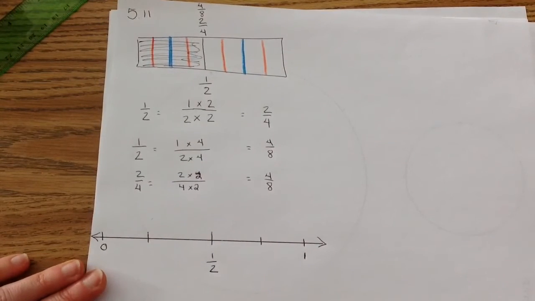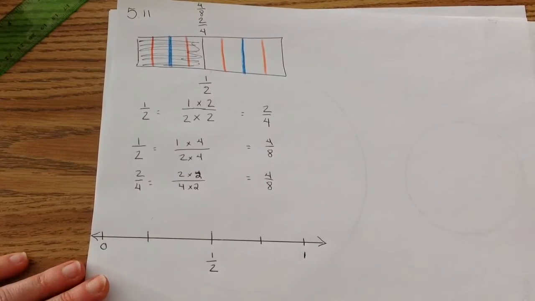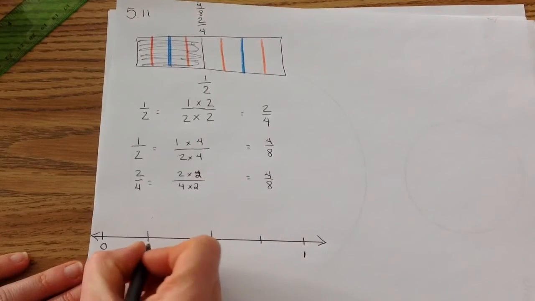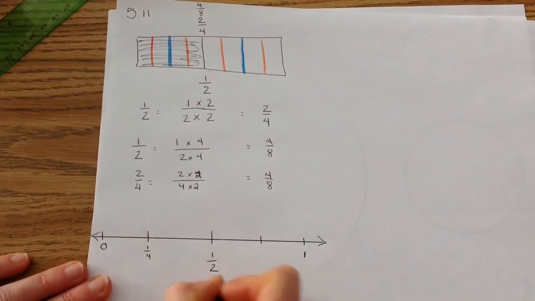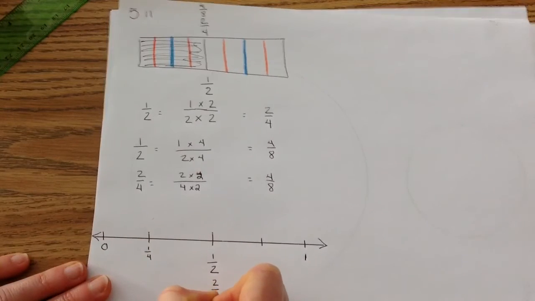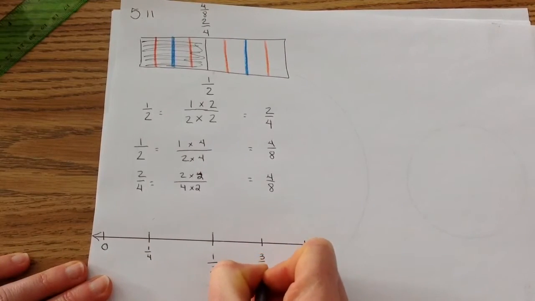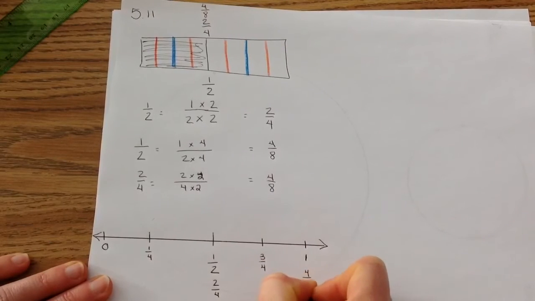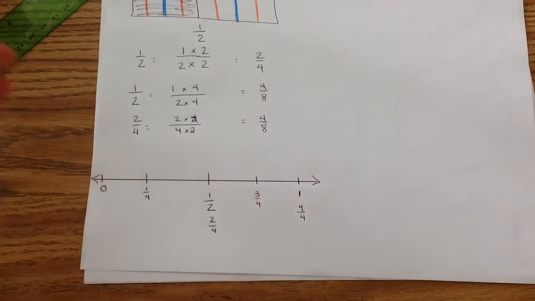So what is equivalent to 2 fourths on the number line? Well, let's go ahead and write it out. 1/4, 2 fourths, 3 fourths, 4 fourths. So it looks to me like 2 fourths is the same as a half. I hope that's what you got as well.